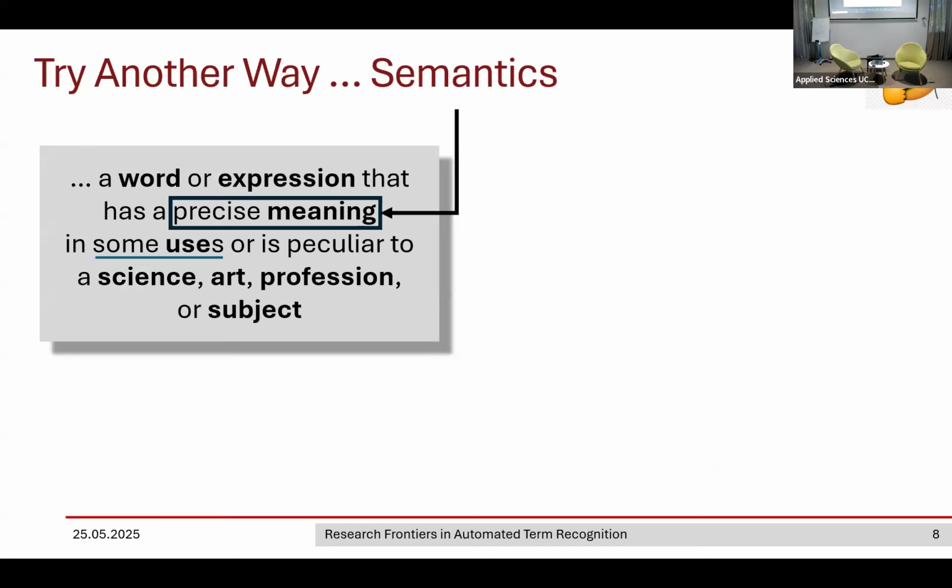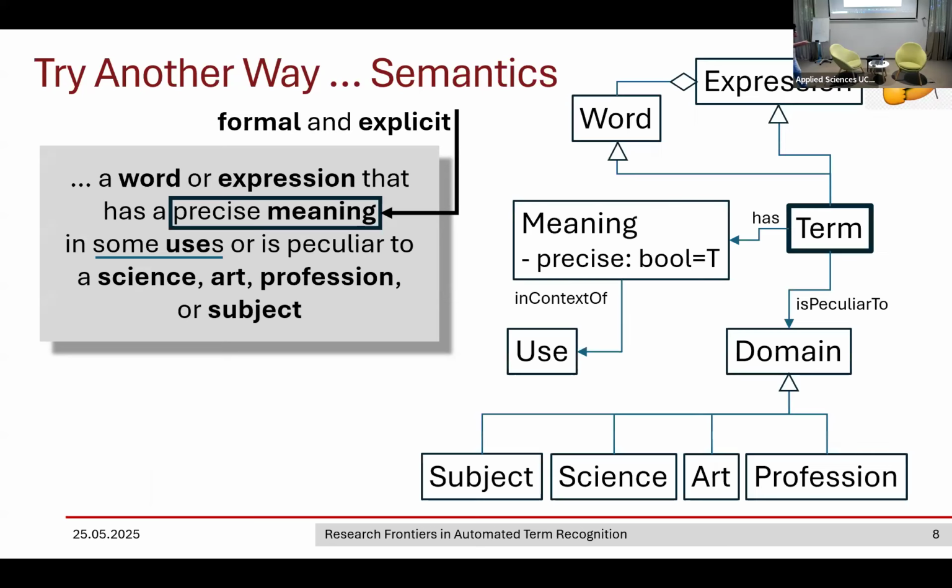change the approach. Let us look at the sense, at the semantics, concentrating on the precise meaning in the definition, which means that we are intending to make the definition a little bit more formal and a little bit more explicit. For example, by providing a UML sort of class diagram. So what do we have here?